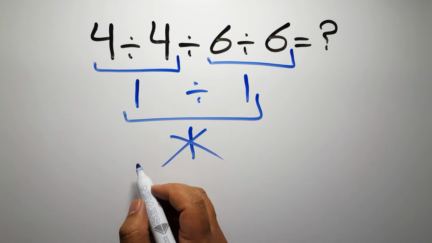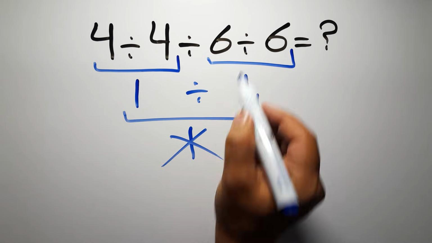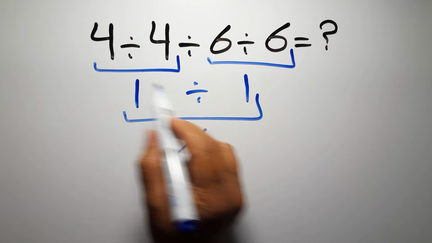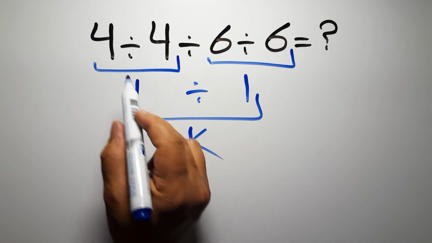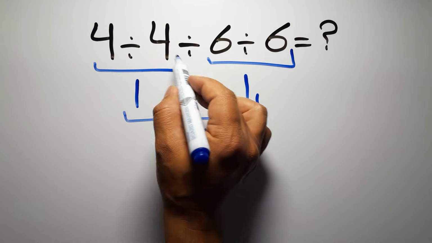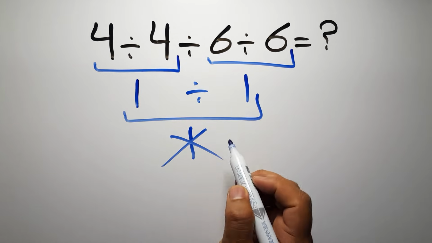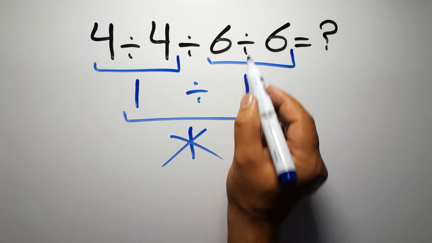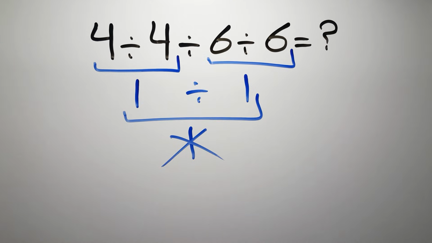Because according to the order of operations, when we have more than one division in an expression, we have to work from left to right. So here first we have to do this division, then this division, and then finally this division. If we do this division before this division, it is wrong.